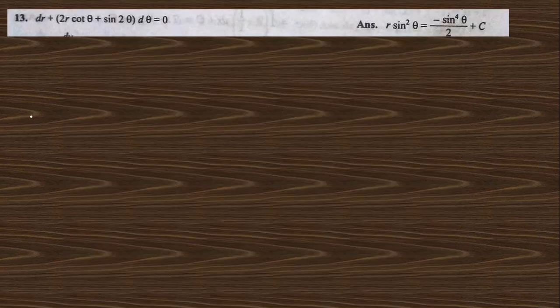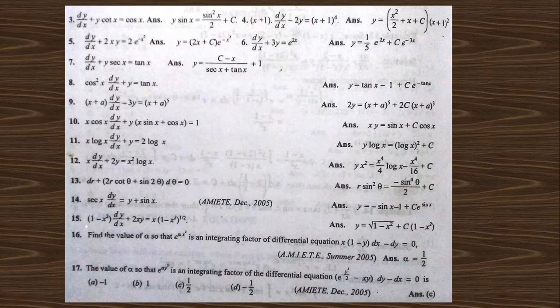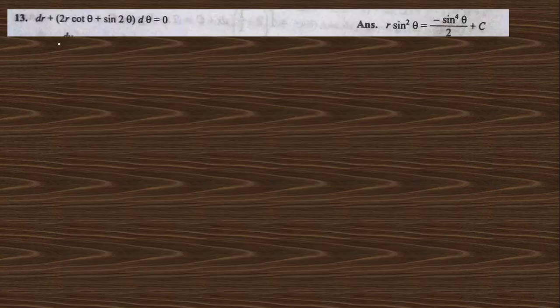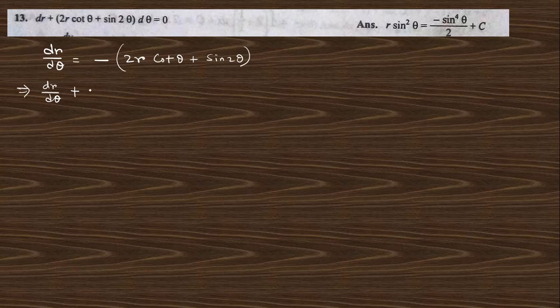I want to solve this question. This is question number 13, already given in this. So we can rearrange this in the form dr/d theta. That is nothing but dr/d theta equals 2r cot theta plus sine 2 theta. So dr/d theta plus 2 cot theta r equals minus sine 2 theta, like that.